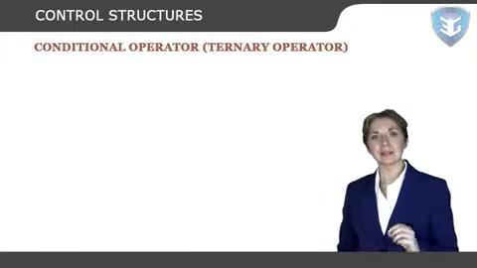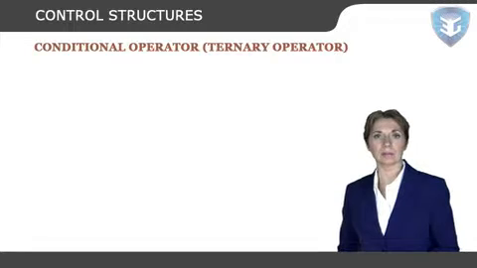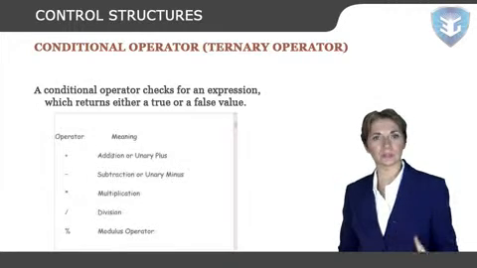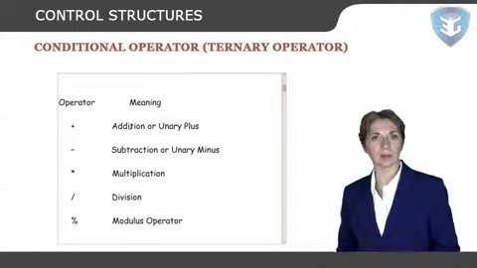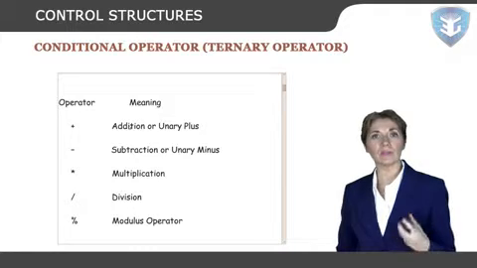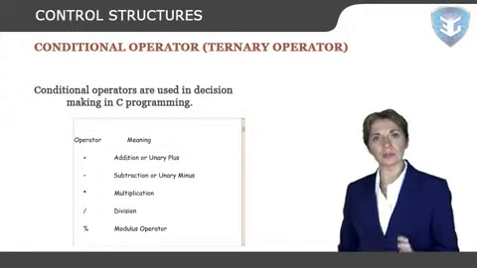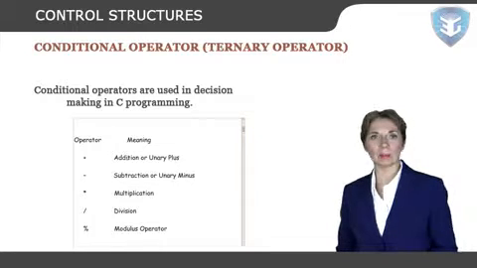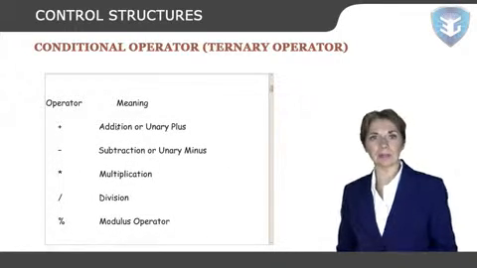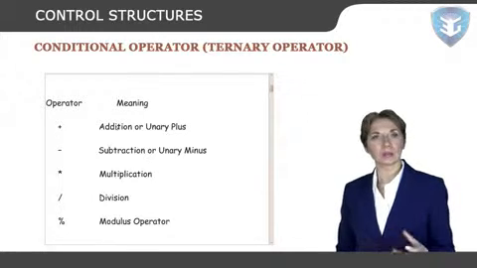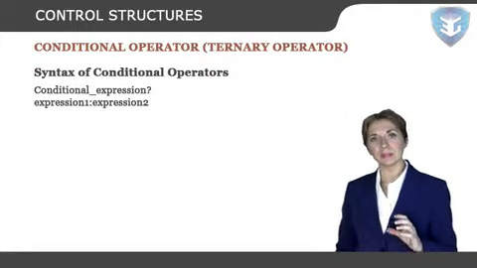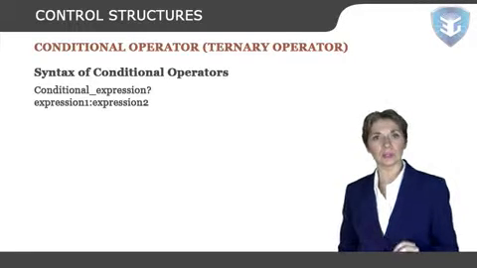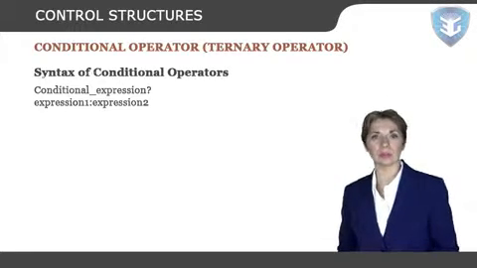Let's now discuss the conditional operator, or ternary operator. A conditional operator checks an expression which returns either a true or false value. If the condition evaluated is true, it returns the value of the true part of the operator. Otherwise, it returns the value of the false part of the operator. Conditional operators are used in decision-making in C programming. That is, it executes different statements according to the test condition, whether it is true or false. Syntax is shown on the screen. If the test condition is true, expression 1 is returned, and if false, expression 2 is returned.